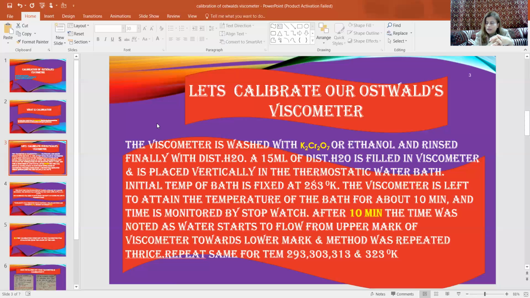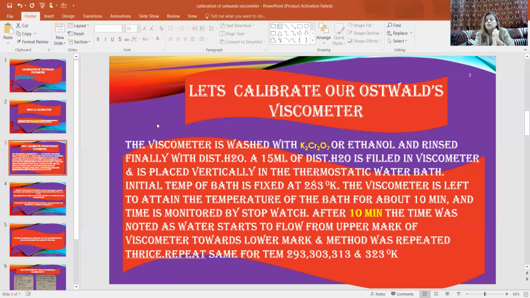Okay, the initial temperature of the bath is fixed at 283 degrees Kelvin, right? Now there are different temperatures at which you are going to repeat this procedure. First, initially you will fix the temperature at 283 degrees Kelvin. Then you will repeat the same process for the other temperatures, that is 293, with a 10 degree difference. Then you will record the flow time at 293, then 303, then 313, and then 323 degrees Kelvin with a 10 degree Kelvin interval, right?